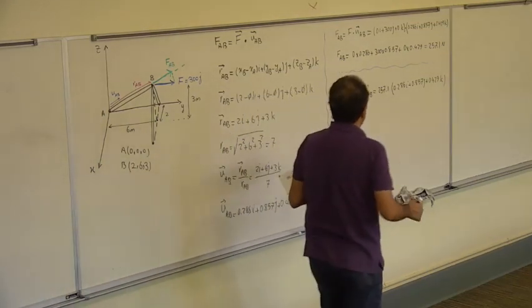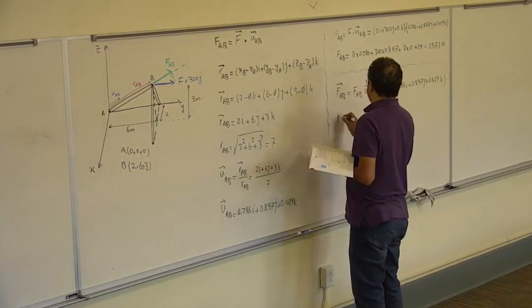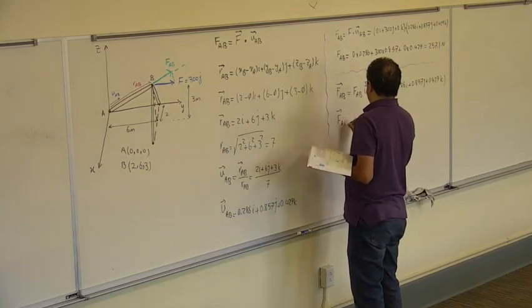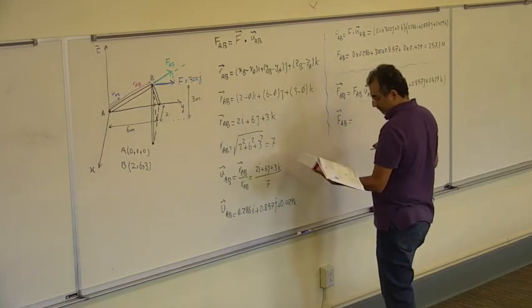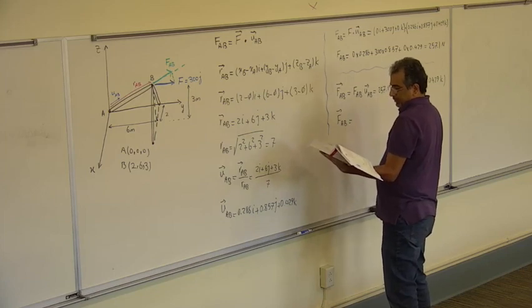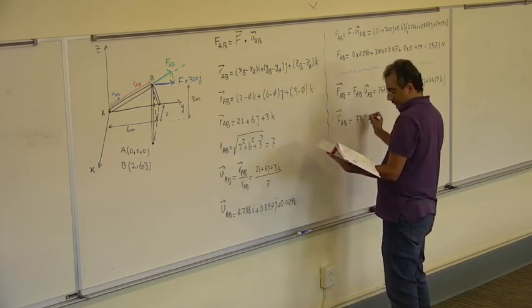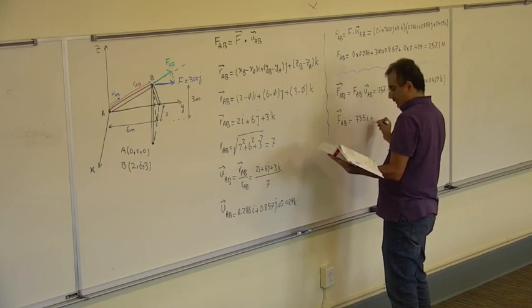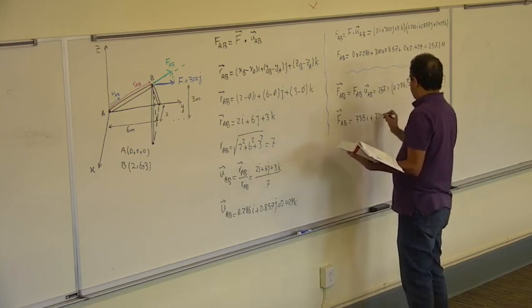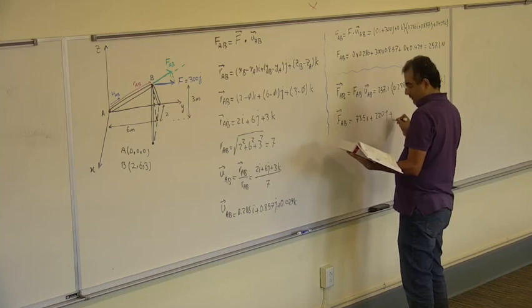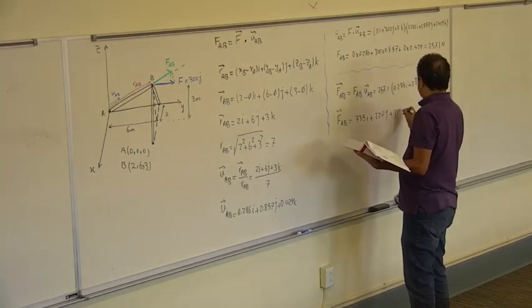So the vector would be, if I write it correctly, 73.5I plus 220J plus 110K.